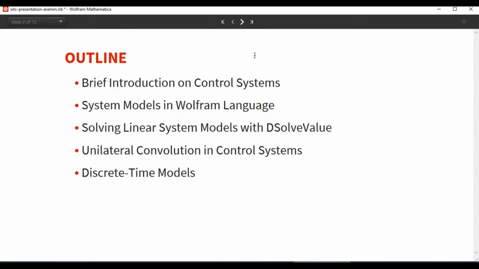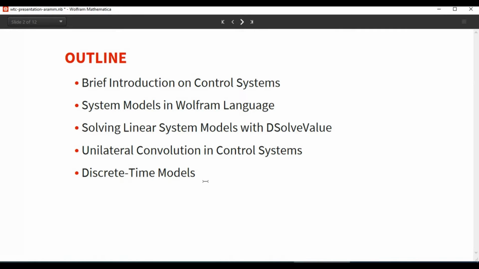Here is the outline of my talk. But first I will give a brief introduction about control systems and its connections with Calculus. Then I will speak about system models and their implementation in Wolfram language. The next part of my talk will be about how we can solve some linear system models using symbolic calculus tools such as DSolveValue. Next, I will speak about one of the new features of version 14.0, unilateral convolution, and its application in control systems. And the last part of my talk will be about discrete time models and their solution methods using symbolic calculus tools.